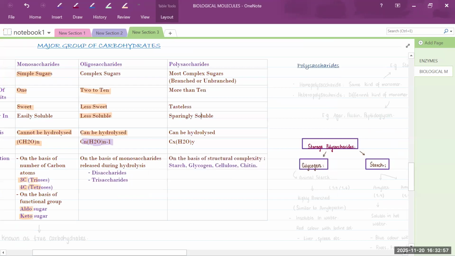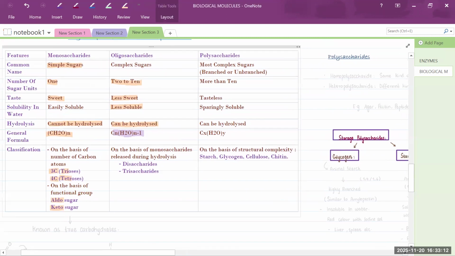Moving to polysaccharides, they are the most complex sugars. They can be branched or they can be unbranched. We'll see the branching and unbranching as we see this in detail. The number of sugar units is more than 10.